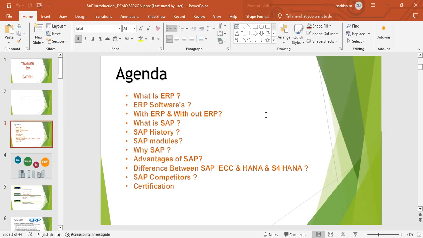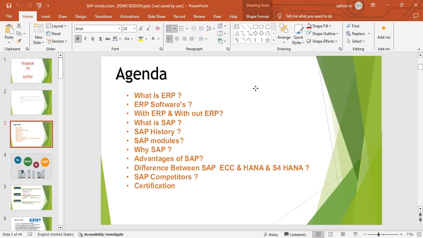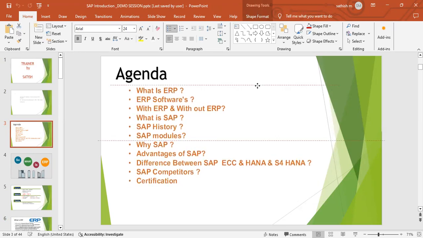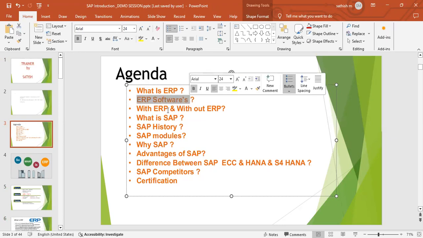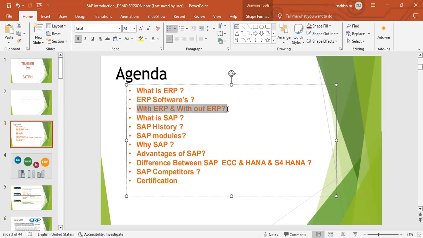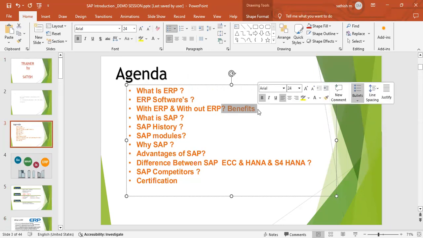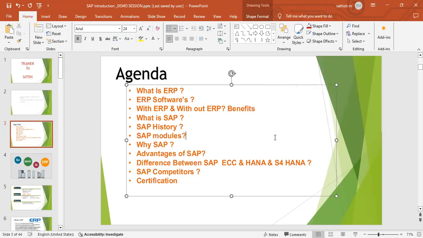Okay, great. Before the introduction to the SAP session, you have to learn what ERP is, what these ERP software are, and what the benefits of ERP are. We will discuss the pros and cons, with and without ERP.